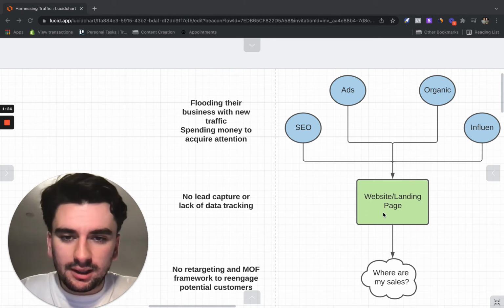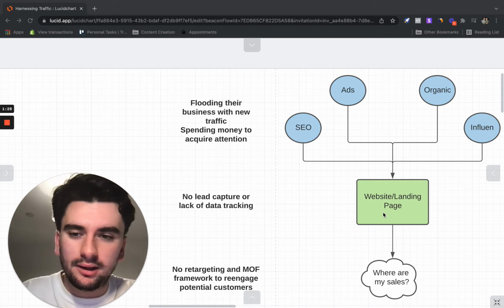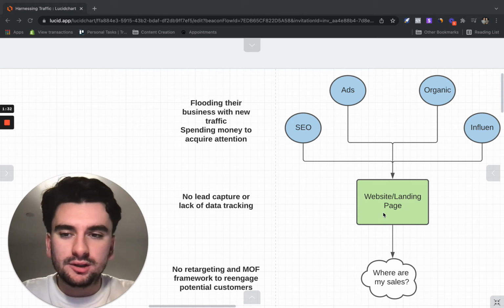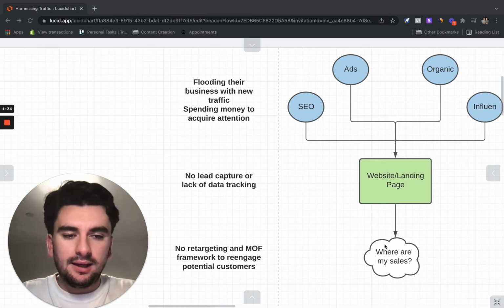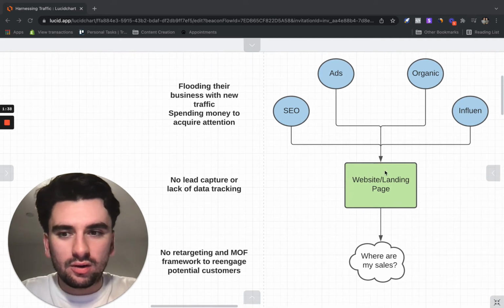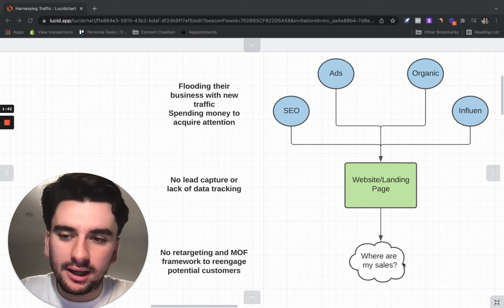On their website, they have no lead capture, or they have a lack of data tracking. Maybe they're not utilizing Google Analytics. Maybe they don't even have their Facebook Pixel installed, or whatever advertising platform they are using. And they're going to begin to think, where are my sales? Why is all of this traffic not converting into cold hard cash at the end?